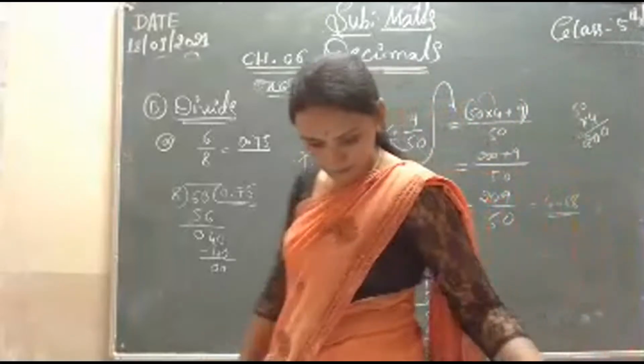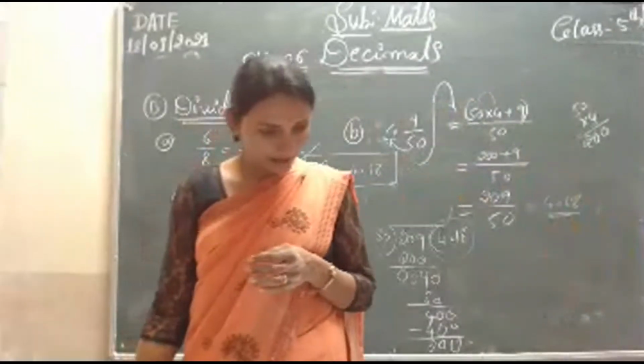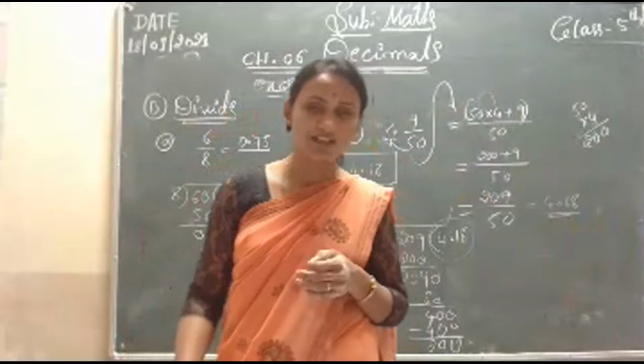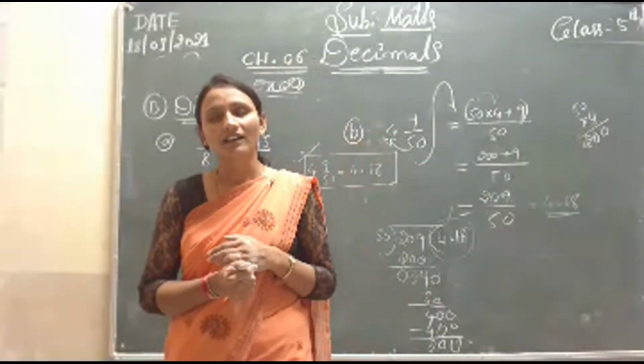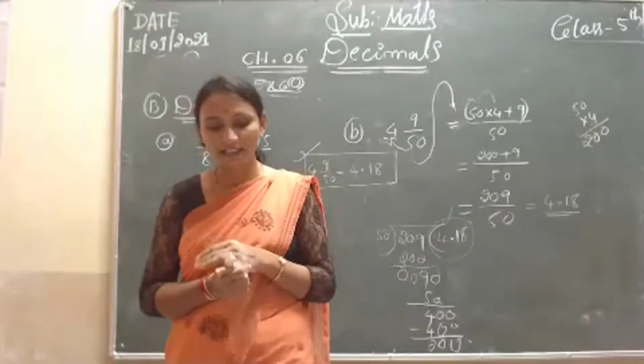So students, 2 questions are already solved this way. Solve the remaining questions by the same method. Given a mixed fraction, first you have to convert it to an improper fraction. Afterwards you do the division.